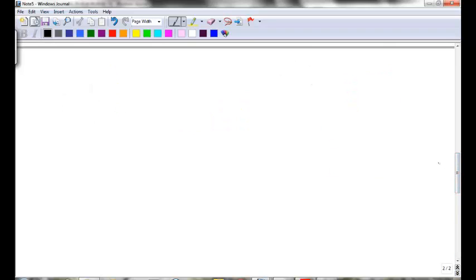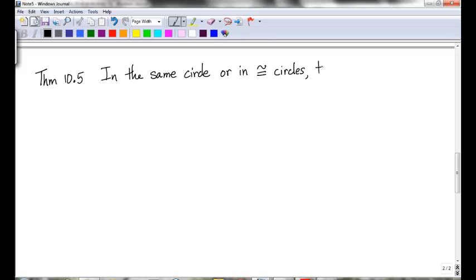Okay, this is theorem 10.5. It says in the same circle or in congruent circles, two chords are congruent if and only if they are equidistant from the center.